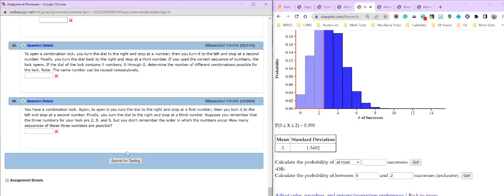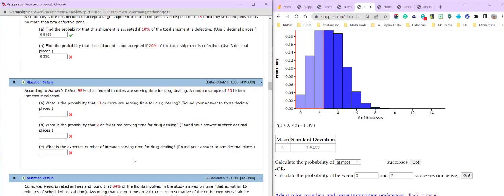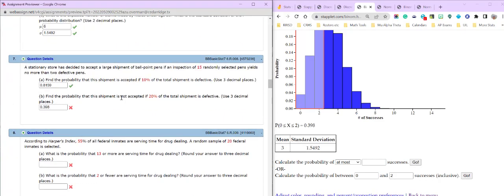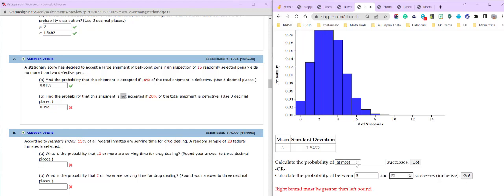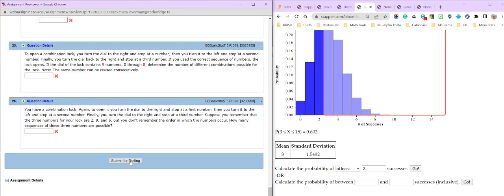All right, and come down, submit for testing. Oops, wait. Oh, you got to pay attention to that. Not accepted. So that means 3 to 14, or you could say at least 3. That's the easiest. 0.602, it's a complement. See, I was sort of reading it, but I wasn't reading it. That said not accepted, right? So pay attention to that. If you miss it, luckily you get another shot and you can go, oh, it said not accepted.